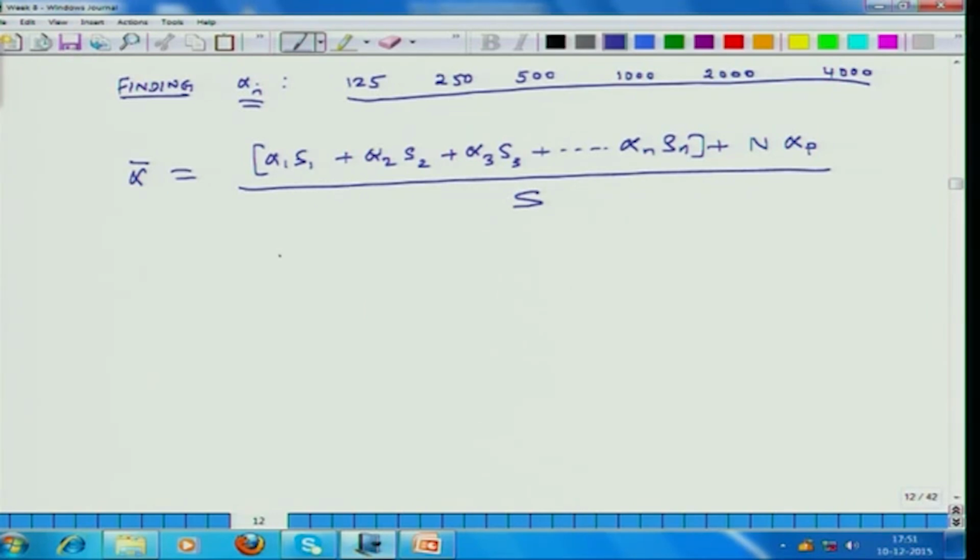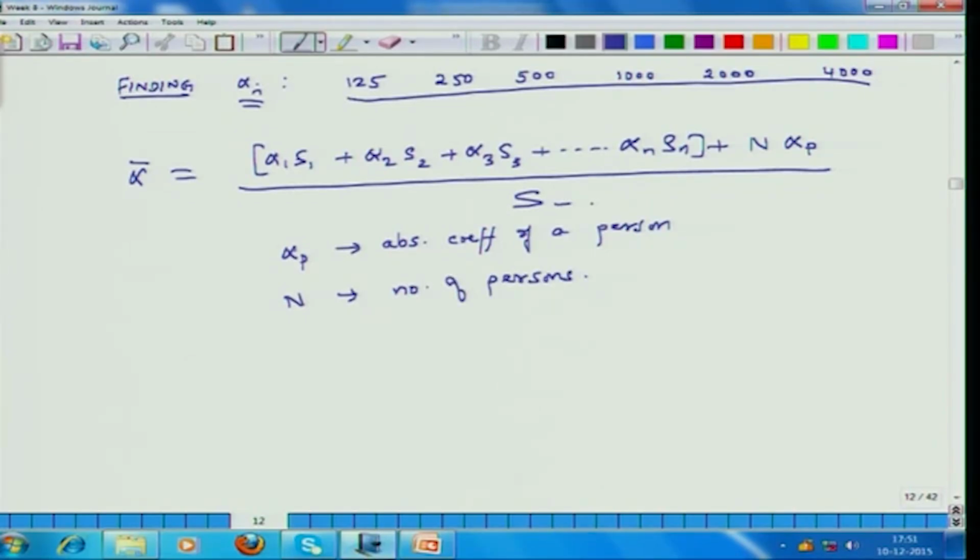Okay. So alpha P is the absorption coefficient of a person, and N is the number of persons.